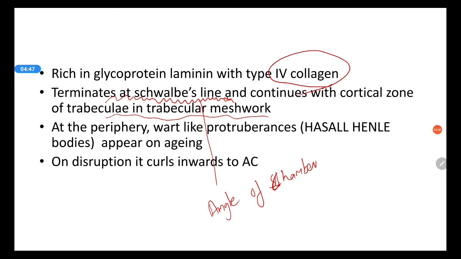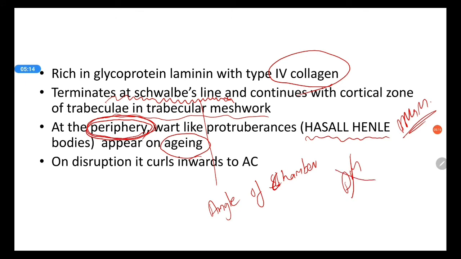At the periphery, we see Hassall-Henle bodies in the Descemet's membrane due to aging, which are actually protruded thickenings of the Descemet's membrane. It's important to know that it is seen in the periphery of the cornea, not at the center. Now, if the Descemet's membrane is damaged for some reason, it curls around itself.